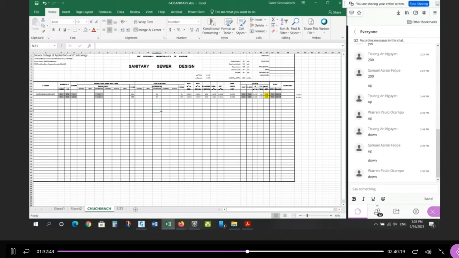Okay, so please take the time to explore the functionality of the spreadsheet to ensure that you know you're programming it correctly. Okay, any questions?